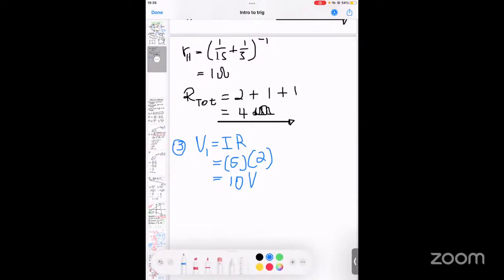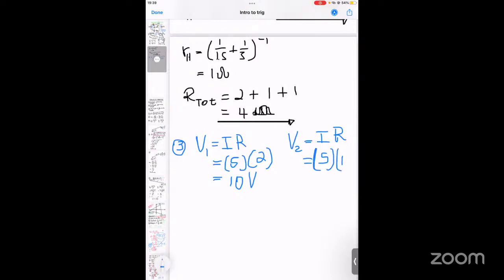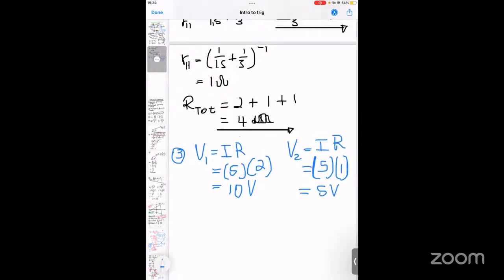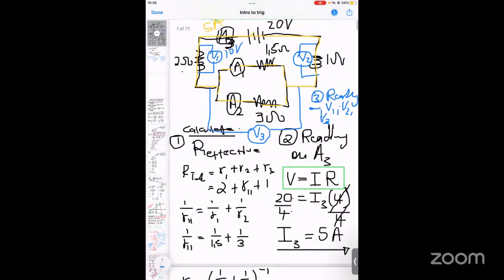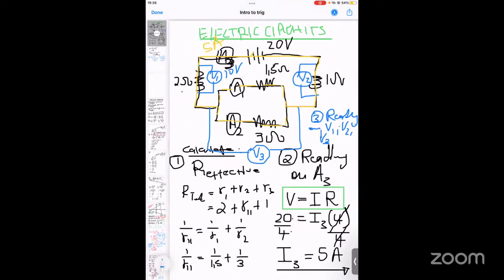That's why when we calculate, V2 equals IR. The current passing through there is 5, and the R there is 1. So that is why we have 5 volts on that one.